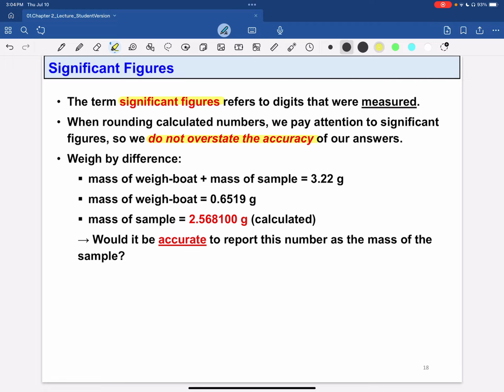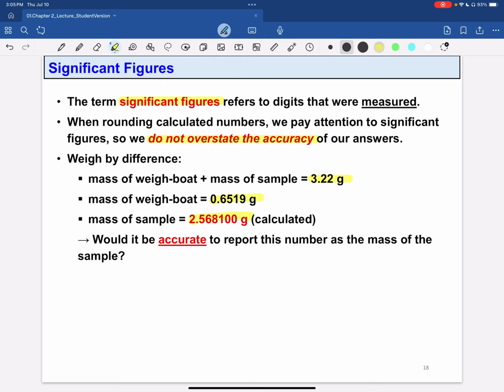For example, in the lab, if you want to weigh a sample of chemical, you're going to need to use something we call a weigh boat. So you weigh the weigh boat first. Its weight is 0.6519 gram. You put the sample in the weigh boat and weigh them together: 3.22 gram, right? You subtract the two numbers, and the mass of the sample is 2.568100. Okay, this is the calculated value.